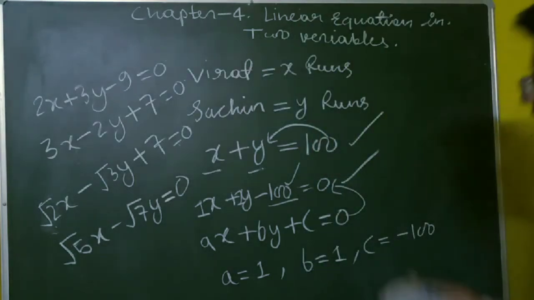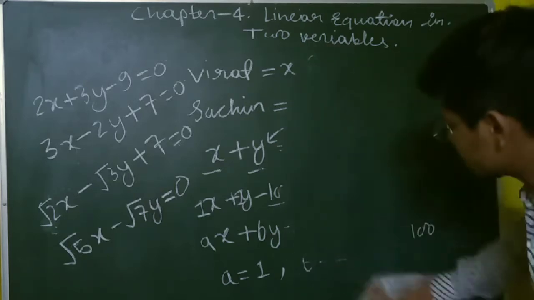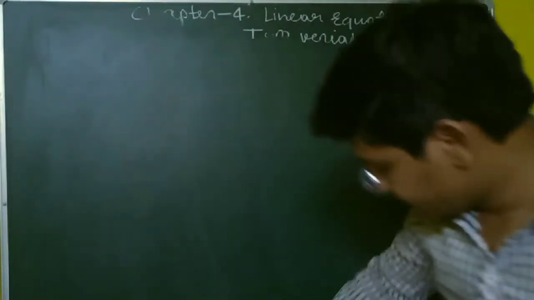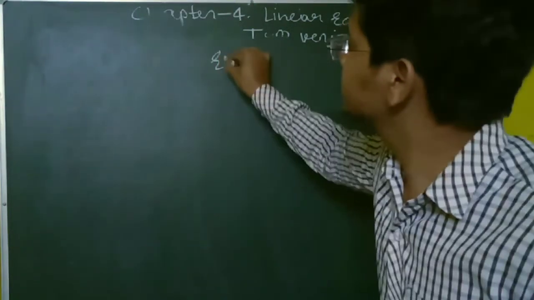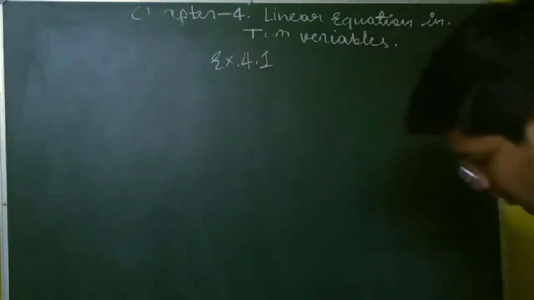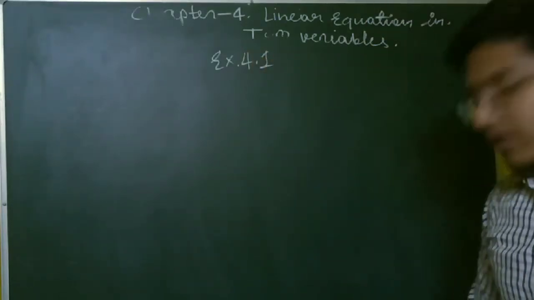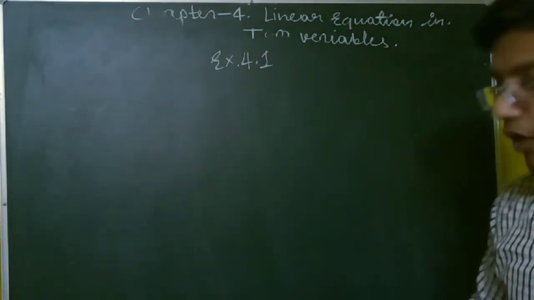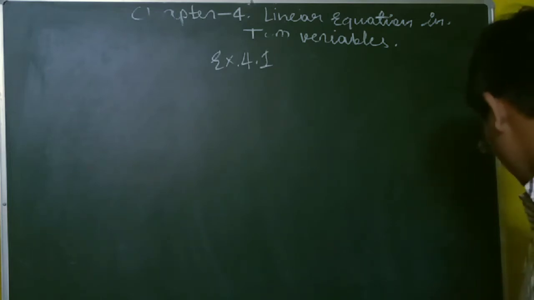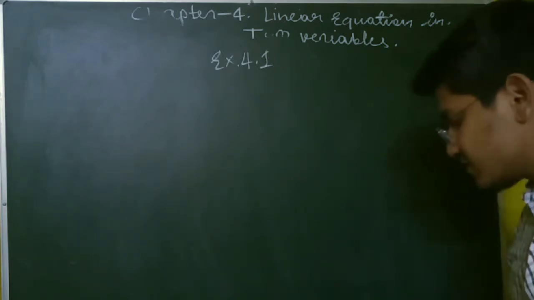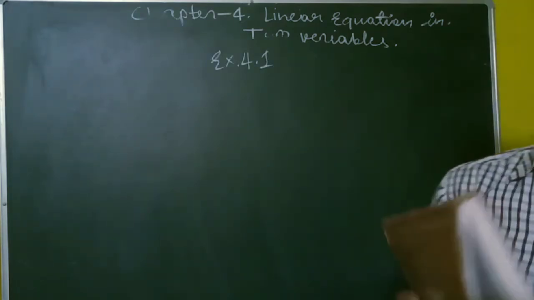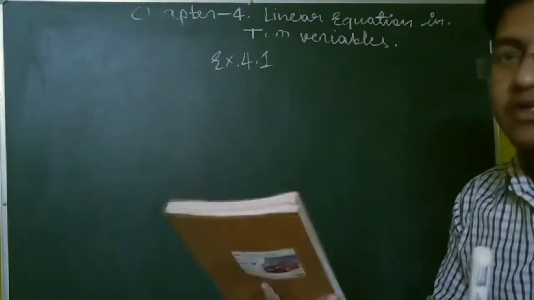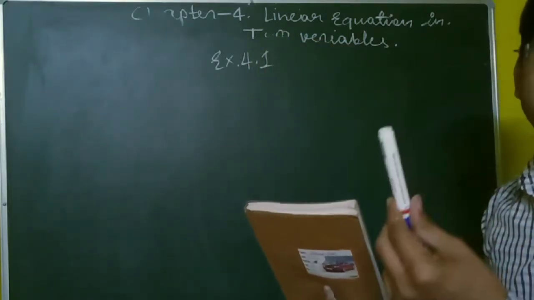Exercise 4.1, first question. It says that the cost of a notebook is twice the cost of a pen. Let us assume that this is a notebook and this is the pen. So the cost of the notebook will be twice the cost of the pen.